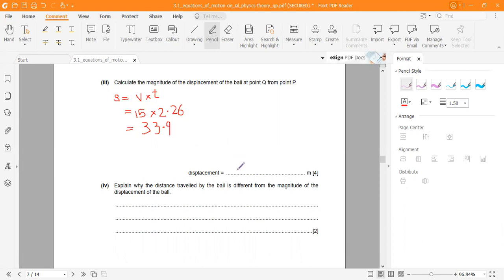and you can write it as it is. You don't need to round it up to 40 or something. You can just write it as it is. 33.9 meter. Okay, so this will be your displacement. Oh, no, sorry. This is not your displacement, right? This is the horizontal displacement, right? This is the horizontal displacement.